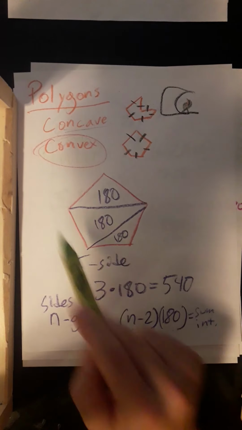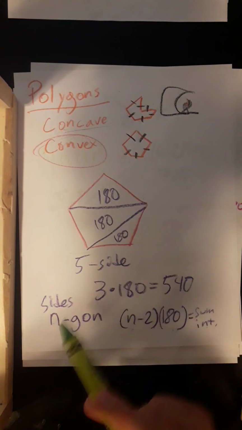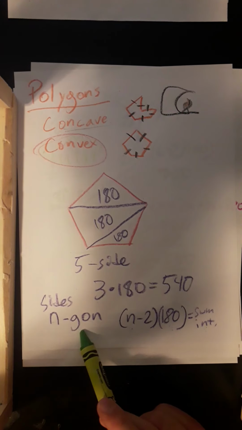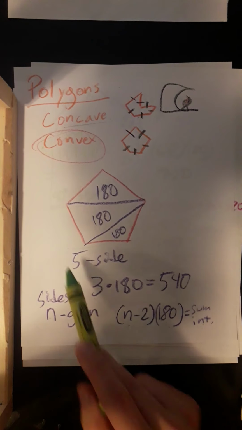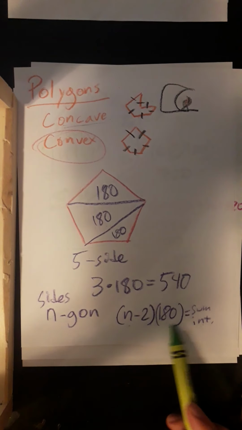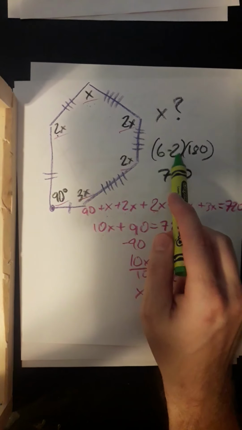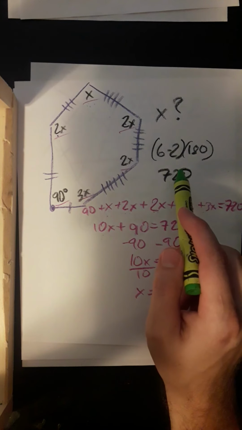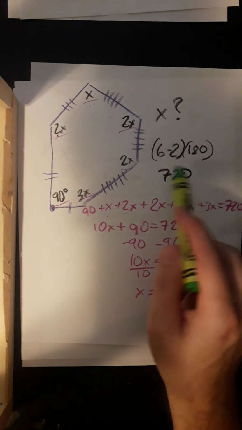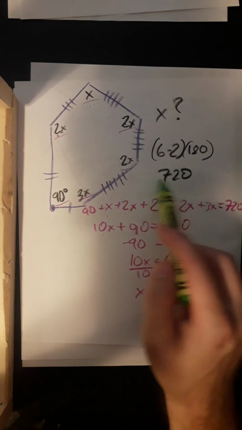Now let's say you don't want to draw it out every single time. Well, if you have an n-gon or an n-sided shape, just take 2 away, just like 5 minus 2 is 3, and multiply by 180, and that'll always give you the sum of the interior angles. Let's talk about that with a hexagon. So this is a 6-sided shape, so we took 6 minus 2 times 180, and we got 720 for the sum of the interior angles.